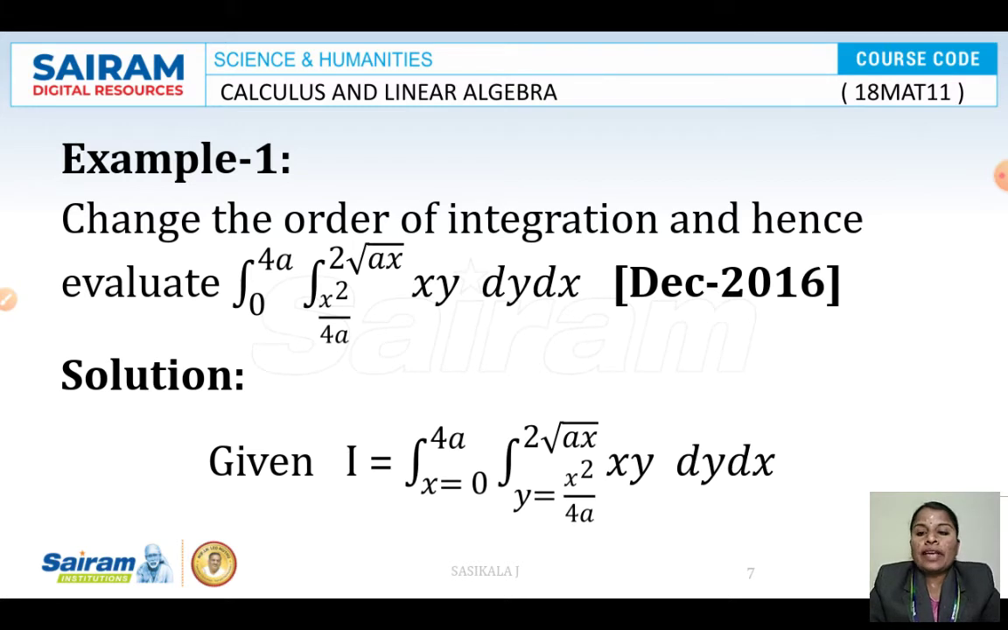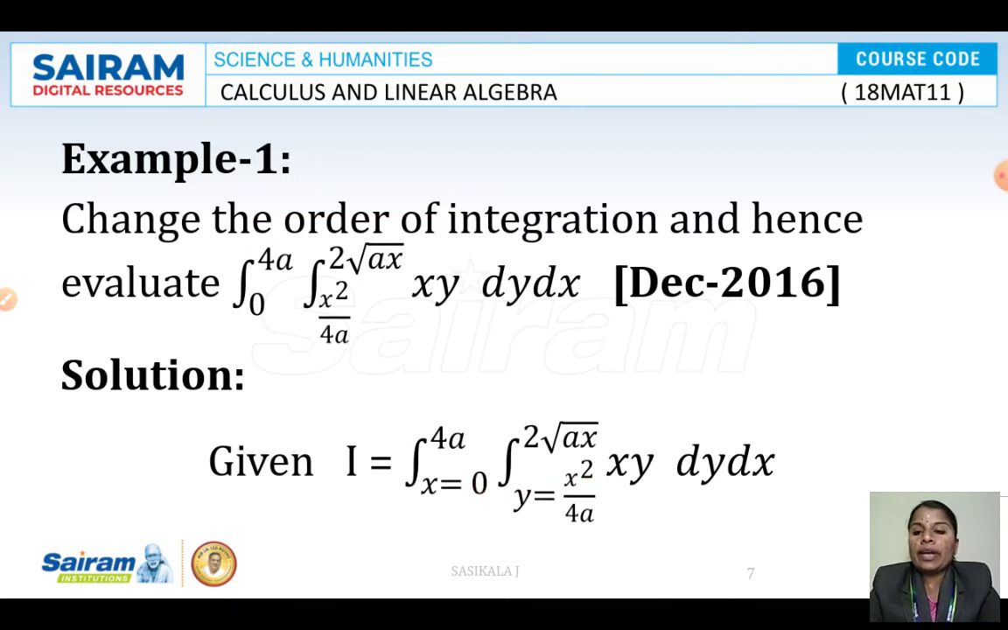Now you can see the example. Change the order of integration and hence evaluate the integral from 0 to 4a, and from x squared by 4a to 2 root ax, of xy dy dx. So I is equal to the given integral. Here the inner limit is a variable limit, so it should be y because it is expressed in x. Then the outer variable must be x.